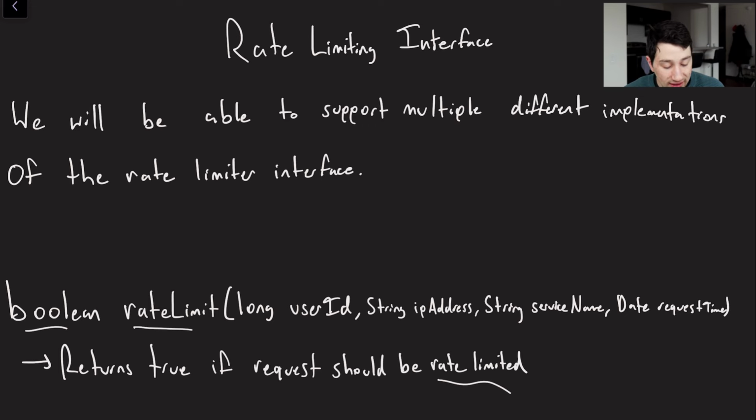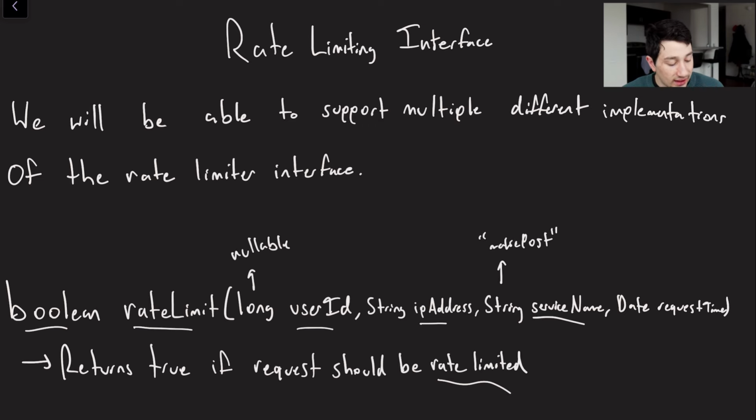That's just going to take in a user's user ID and their IP address. The user ID, I suppose, could be nullable, right? Because if it's a non-authenticated endpoint, you're not going to have that. An IP address, a service name, so this would be like makePost, because every single endpoint should probably be rate limited separately. I suppose you can make the argument that you can rate limit a user all at once, but I think it makes sense, at least for now, to do it separately.